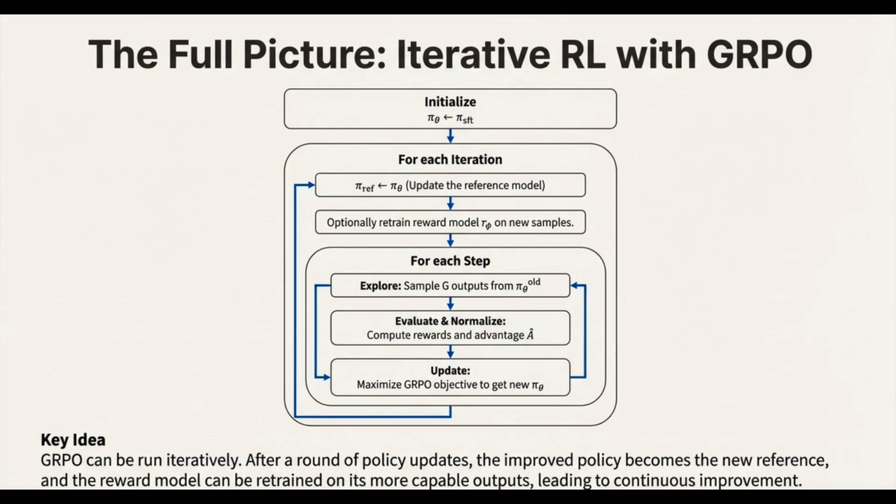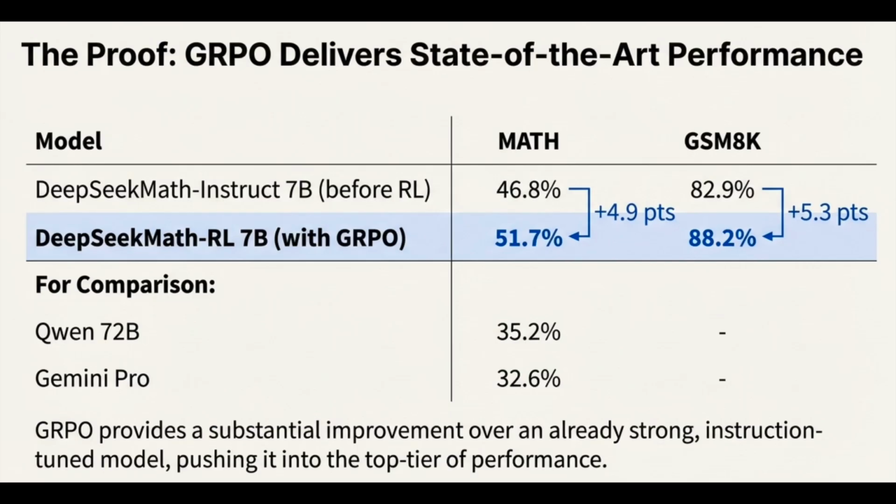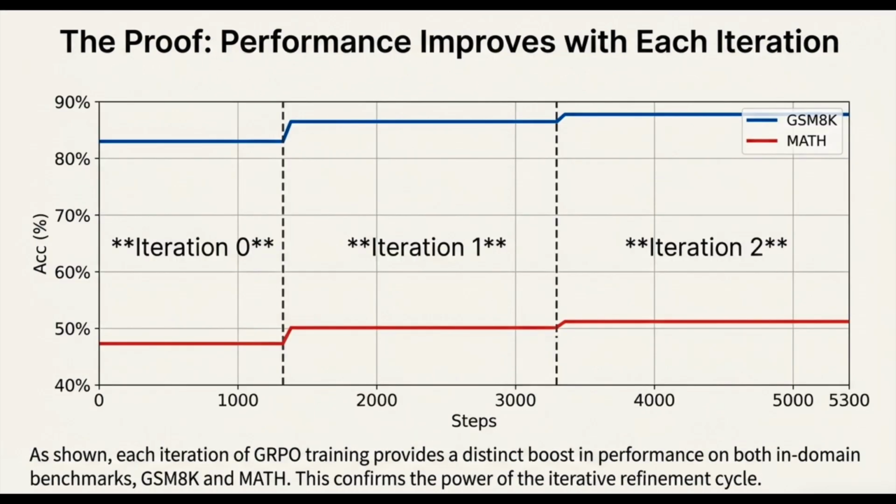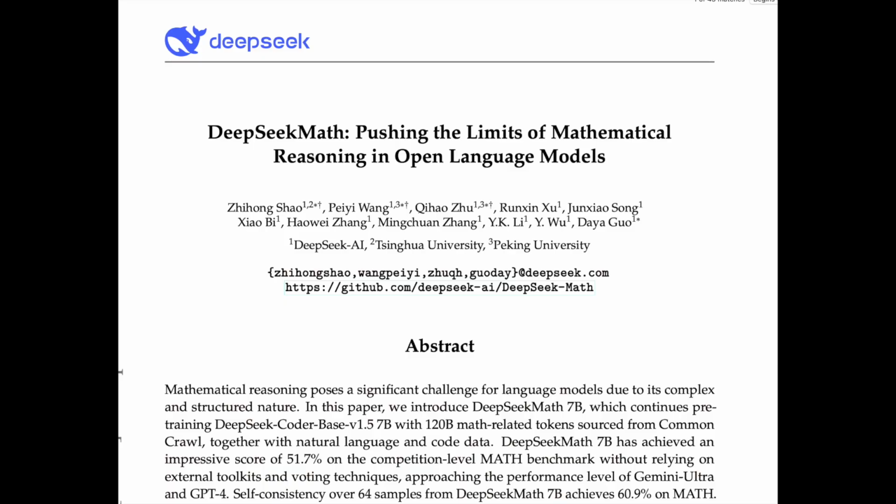Didn't they have some kind of penalty to keep the model from drifting too far from its original, more coherent self? They did. That's the job of the KL penalty. But for these long, multi-step reasoning traces you see in multimodal problems, they found the KL penalty was actually too restrictive. It was stopping the model from exploring better, longer reasoning paths.